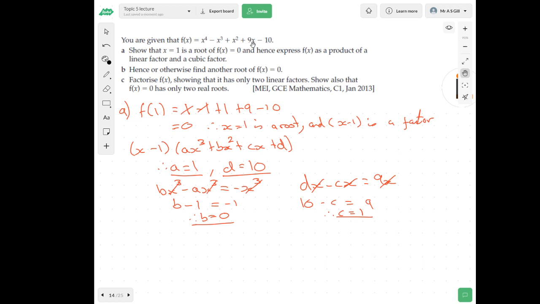So now we can say f of x is equal to x minus 1 multiplied by x cubed, b is 0, so there's no x squared term, plus x plus 10.